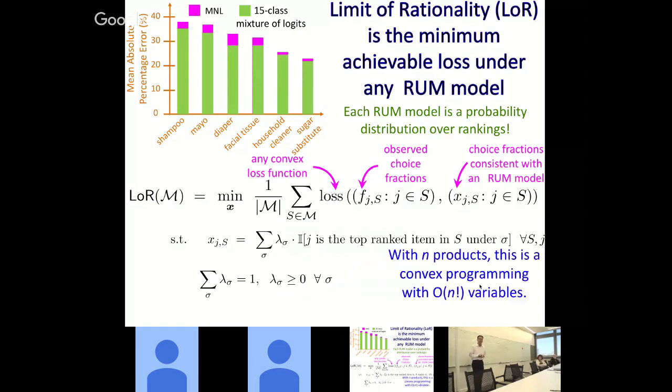It's not very useful, however, because this is a convex optimization over n factorial variables. N factorial just explodes; for n equal to 10, you don't know what to do with it at the moment. But it is a precise mathematical statement.